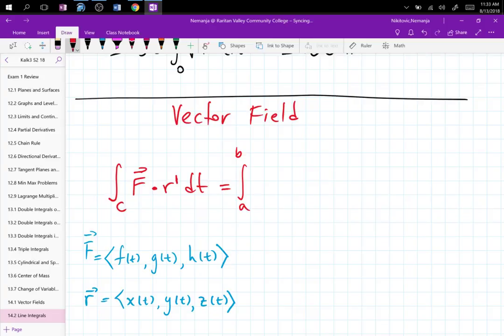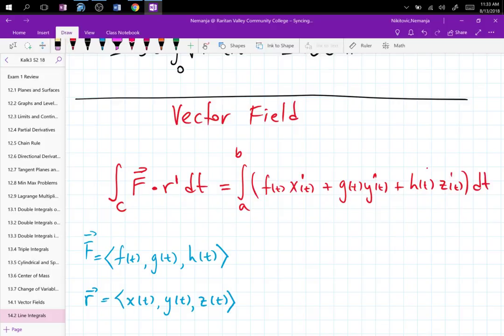So, here we go. The dot product between f of t, x of t, but x of t is prime because we need the derivative of it, plus g of t, y prime of t, plus h of t, z prime of t, and dt at the end. So that's that. And now we have the funny notations, right? The ones that you would leave on the napkin behind as you leave the places, right?